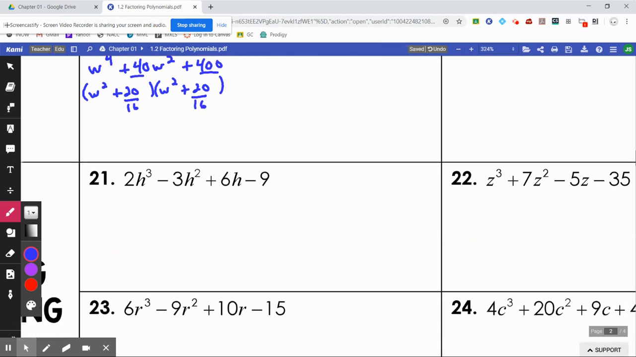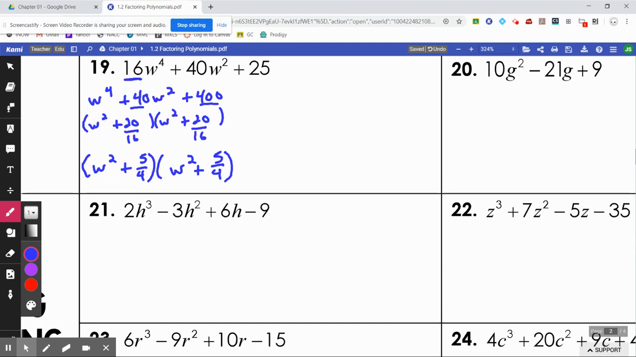If it divides, divide it. If it will not divide, let's reduce it. 20 over 16. That reduces by 4. Divide by 4 and divide by 4. And you get the exact same thing here. Once you're finished reducing it, whatever's on bottom, slide it back up front. So you have 4w squared plus 5 and 4w squared plus 5, so you can write it as a square.